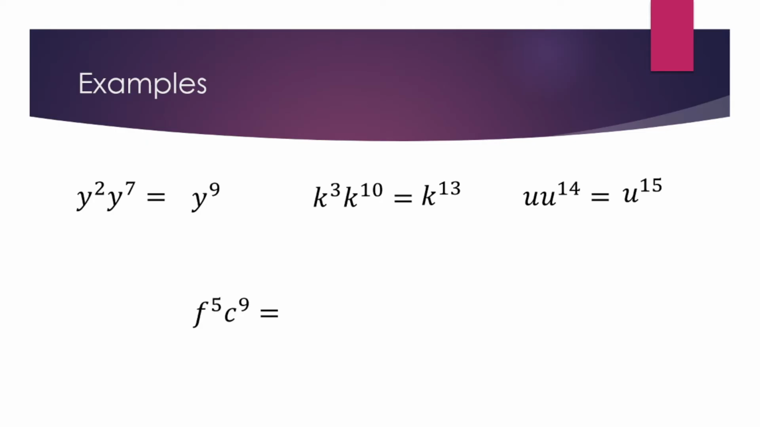All right, what about f to the 5th power, c to the 9th power? This one's a little trickier. It's the exact same thing because these are different bases, and the product of powers rule only works when our bases are the same. Just like when we combine like terms, they have to have the same variable. Since these do not have the same variable, we cannot combine those exponents. And lastly, 3 times v to the 6th times v to the 5th. You get 3 times v to the 11th. Remember, 3 is not part of that.